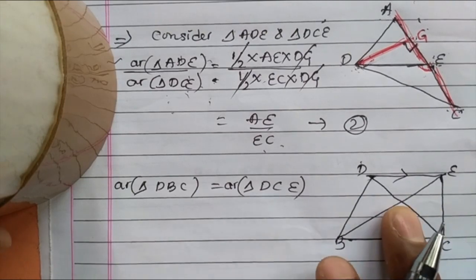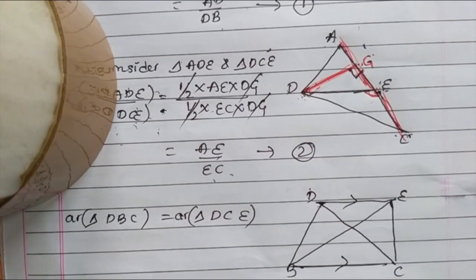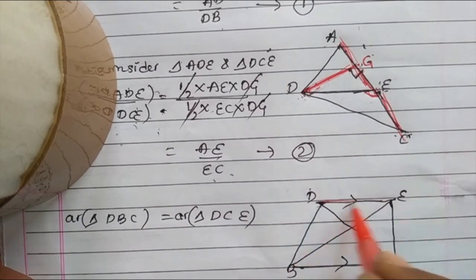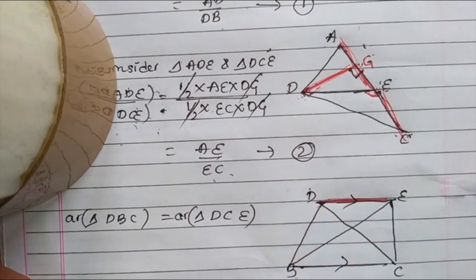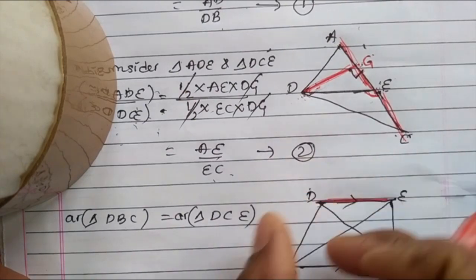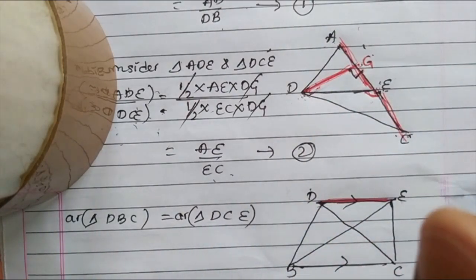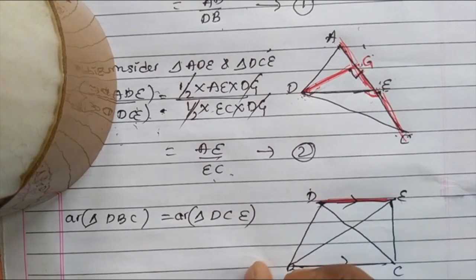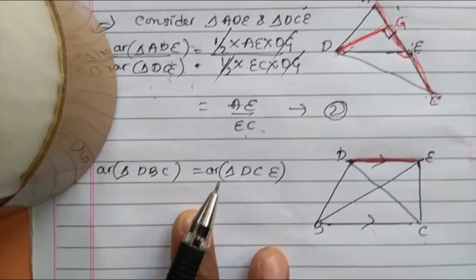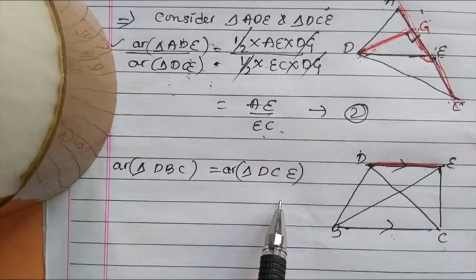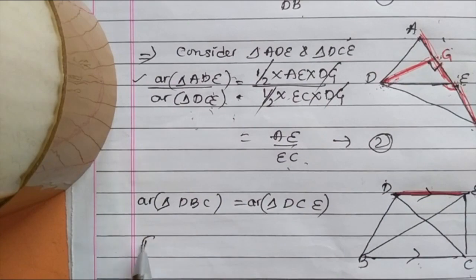So this part I have taken from the main diagram. For both the triangles, DE is the common base. Triangle DBE and triangle DCE, both the triangles are lying on DE base. If you observe from the top, you understand both are lying on DE base and between the same parallels. Therefore, I write the area of triangle DBE is equal to the area of DCE. So from 1 and 2 now.